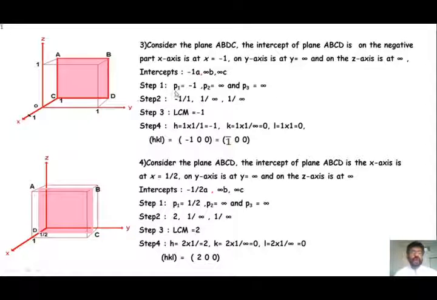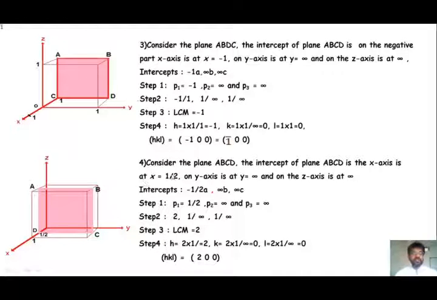So we can write p1 is equal to 1, p2 is equal to infinity, p3 is equal to infinity. By taking its reciprocal and finding its LCM, the LCM is equal to 1 here. By multiplying this LCM to the reciprocals, we get minus 1, 0, 0. But in this case, this minus 1 we can write in terms of bar 1. So the Miller indices of planes having coordinates in the negative direction we write in terms of the bar. So such a plane has the Miller indices bar 1, 0, 0.